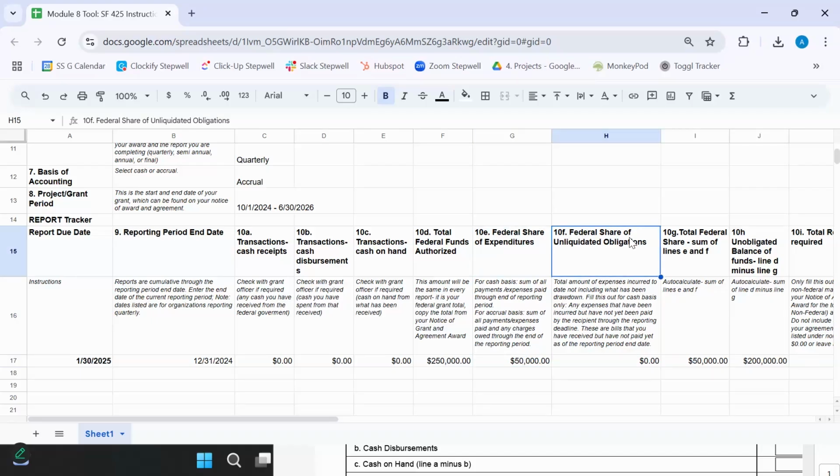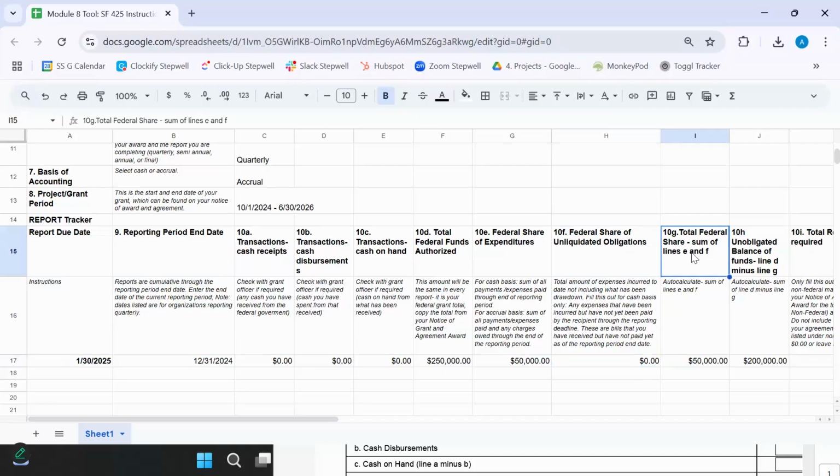Box 10F is the federal share of unliquidated obligations. This box you will fill out if your accounting is on a cash basis. If your accounting is on a cash basis, you will put here the total of expenses that have been incurred but not yet paid through the reporting deadline. Our example applicant, Very Good Farms, basis of accounting is on an accrual basis, so we have put 0 for 10F.